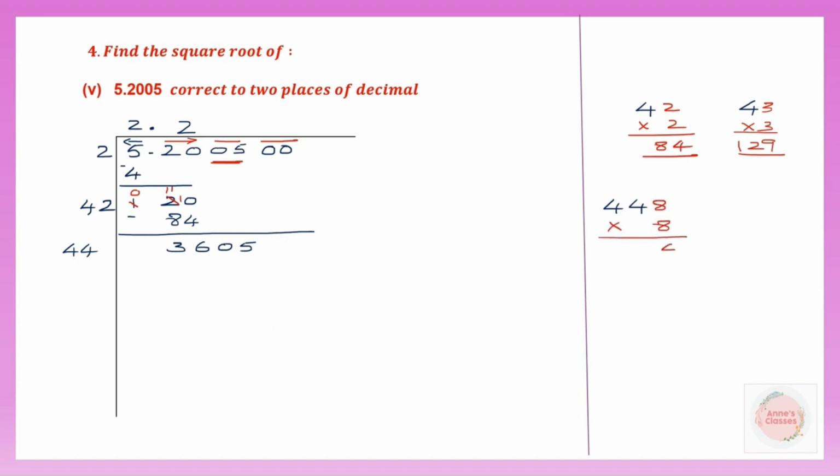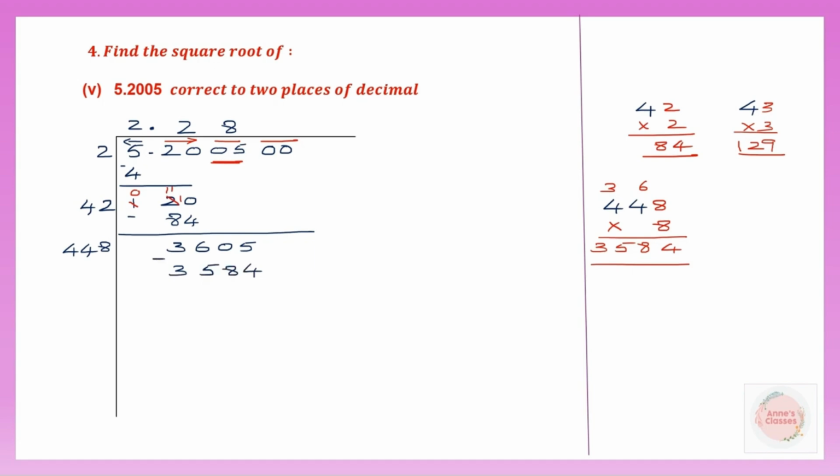8 8s are 64, carry 6. 8 4s are 32 plus 6 is 38, carry 3. 8 4s are 32, 33, 34, 35. So 3584. So that is a number that we can put here. That means next to 44 I need to write 8. So let me write 8 here. So this is 8 and into 8. So 448 into 8 is 3584.